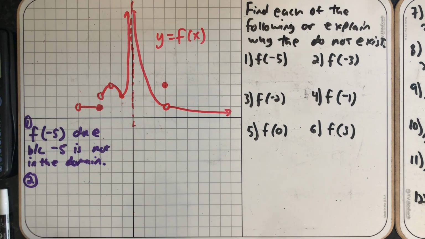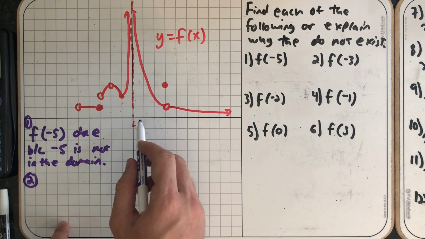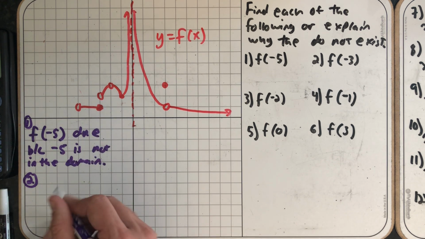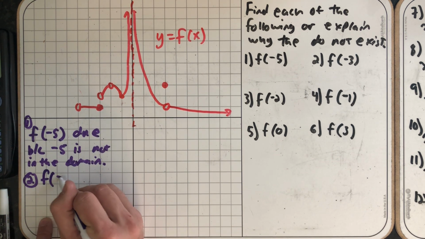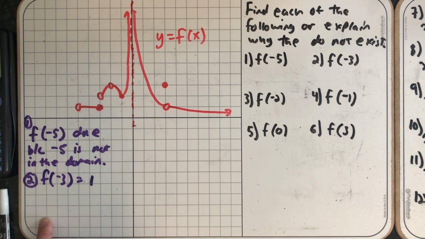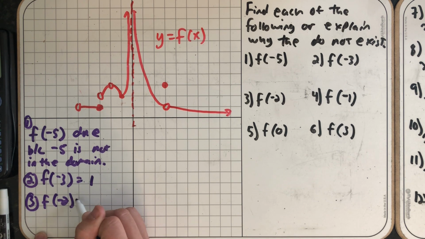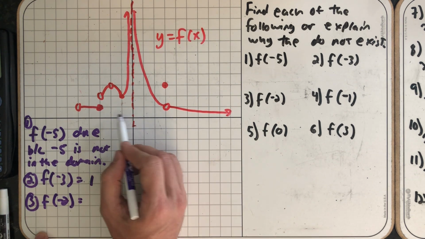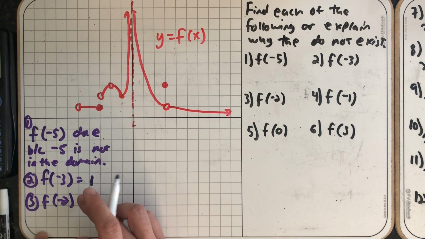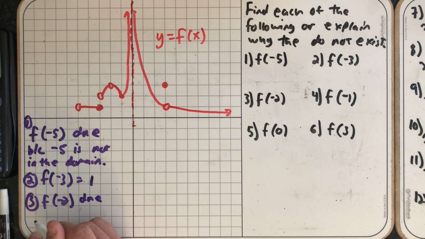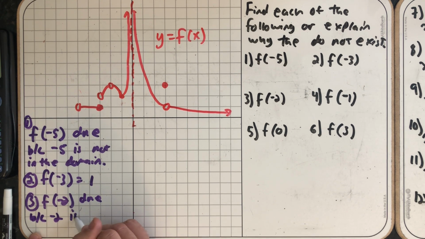Two. f of -3. 1, 2, -3. Hey, there is a function value there. f of -3 is 1. Problem 3. f of -2. 1, 2, no function value there. That does not exist. And again, I can simply say, because -2 is not in the domain.